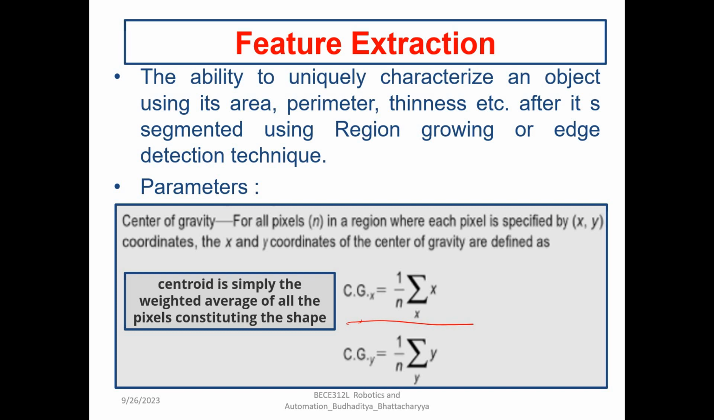It will be very clear after I take the example. For the time being, just note down the formulas. So it is basically simply the weighted average of all the pixels constituting the shape. So within an image, a portion of this we are doing after the segmentation is over. So possibly the foreground and the background is managed. We are not bothered with the background. We are only focused on the foreground where the object is present.